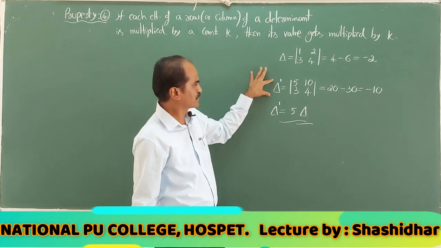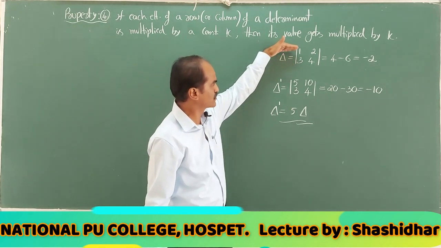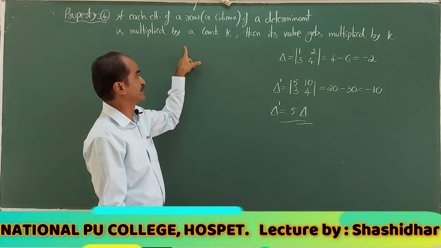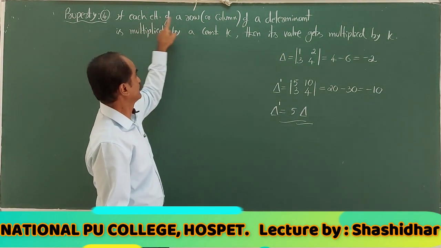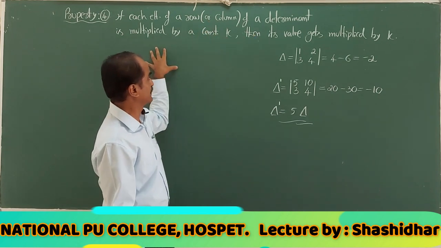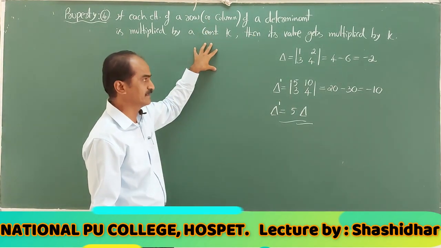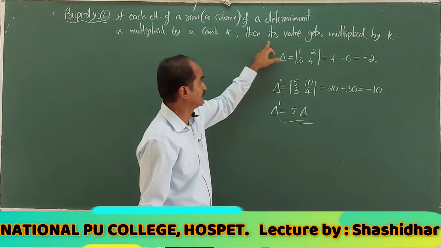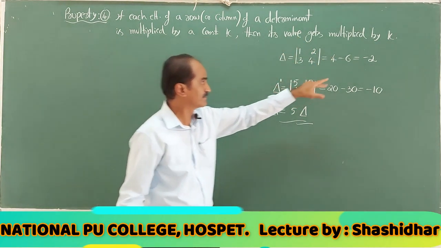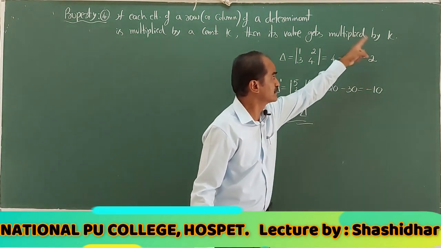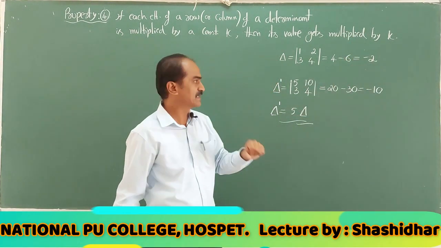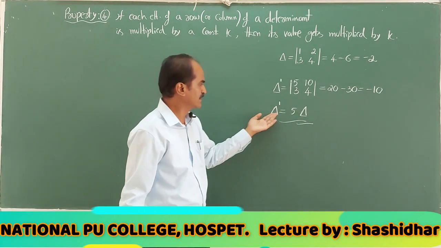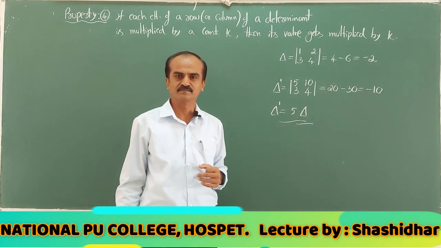Delta dash is obtained by multiplying first row elements of delta by 5. Look at the property statement. If each element of a row of a determinant is multiplied by some constant k, here I multiplied first row elements by 5, then its value, that is the determinant value -2, is multiplied by k, that is multiplied by 5, that is equal to -10. So delta dash is 5 times of delta.